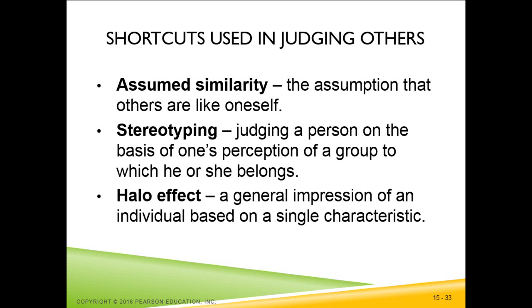When we judge someone on the basis of our perception of a group he or she is part of, we're using the shortcut called stereotyping. For instance, the belief that married people are more stable employees than single people is an example of stereotyping. When we form a generic impression about a person on the basis of a single characteristic, such as intelligence, sociability, or appearance, we are influenced by the halo effect.